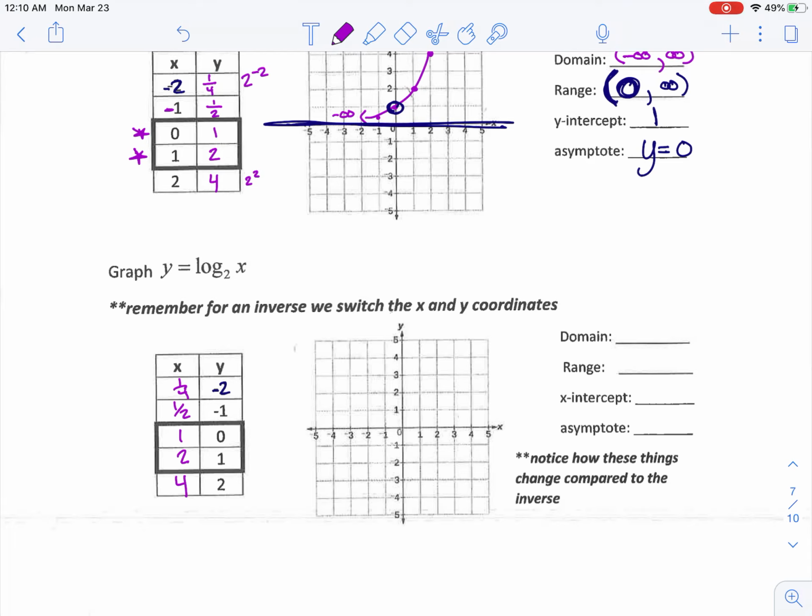So then this graph looks like 1/4 and -2. Then 1/2 and -1. Then 0 and 1. Then 1 and 2. Then 2 and 4.